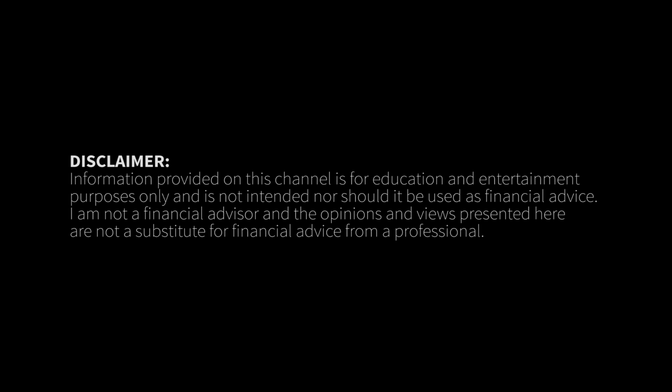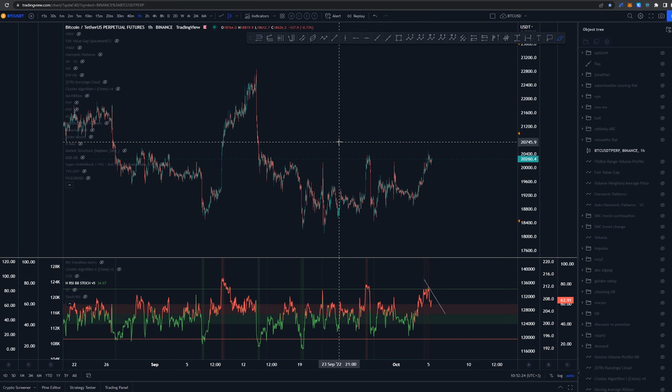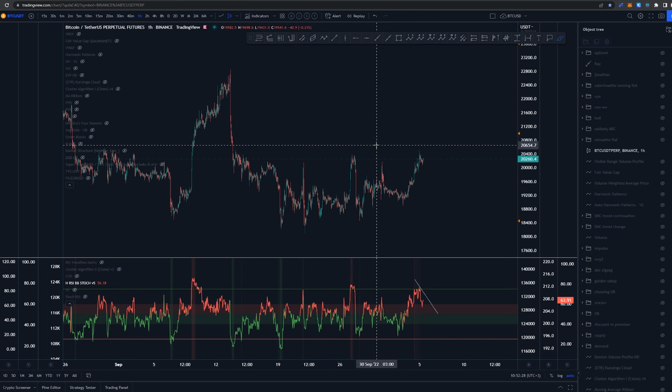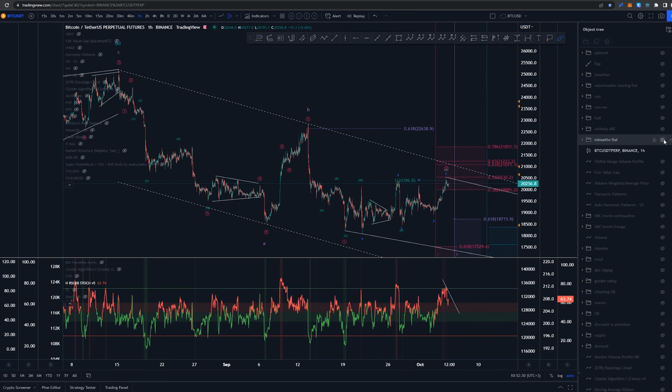I'll cover wave analysis with the Elliott Wave theory and provide multiple scenarios Bitcoin's price may take, and explain why I prefer one count over another. Let's take a look at the different possibilities, starting here on a higher time frame and looking at the higher time frame picture.